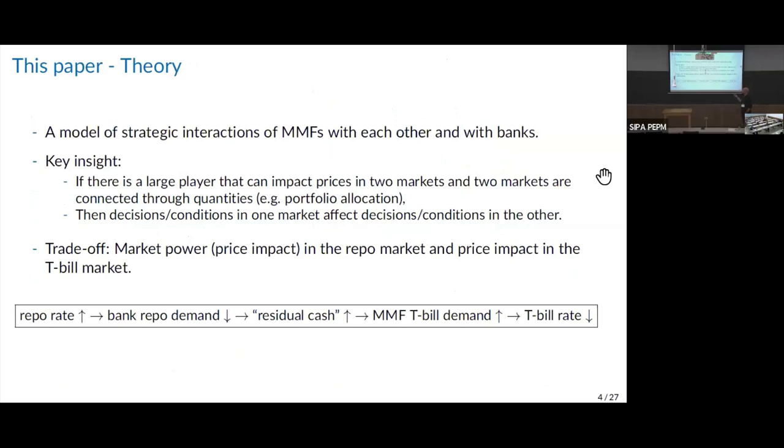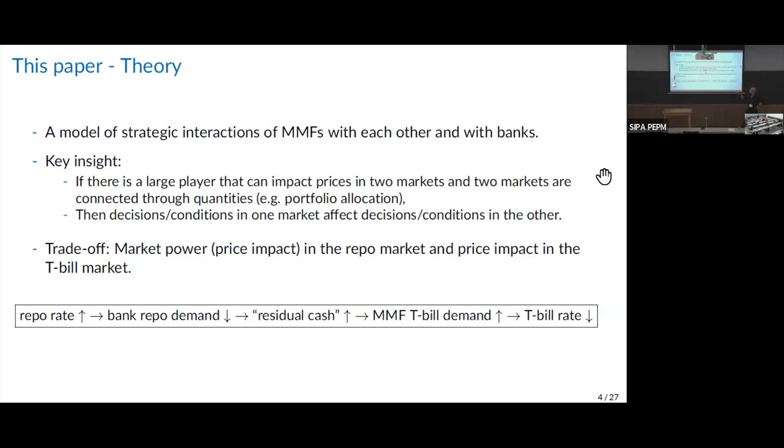So with this, we'll write the theory where we're going to have strategic interactions of money market funds with each other and with banks. And the key insight, which I think is a very interesting thing that I haven't seen anywhere else, is that if you're a big player and you act in different markets, and you can impact prices in the two markets, then the two markets are going to be connected through the quantities or portfolio choice. And your decisions and the conditions in one market will affect decisions and conditions in the other. So that's kind of the key insight that we build our theory on.